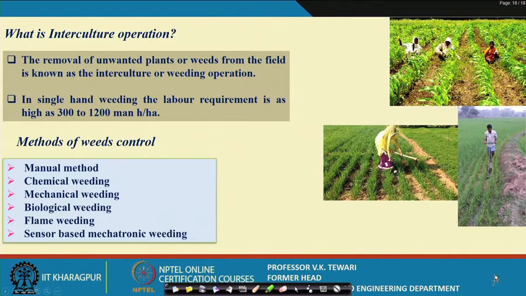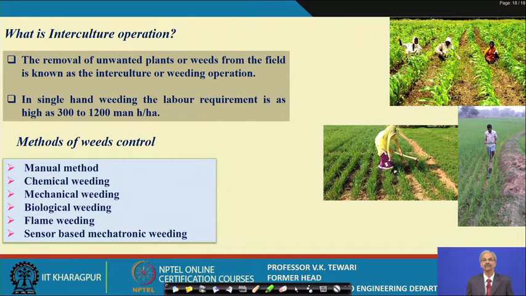Well, as I said, the removal of unwanted plants or weeds from the field is known as interculture or weeding operation, very commonly known as weeding operation. You must have heard. It has been seen that depending upon the infestation, it takes as low as 300 man hours to as high as 1200 man hours per hectare. This is from literature, that so much of man hours are involved in weeding operation.